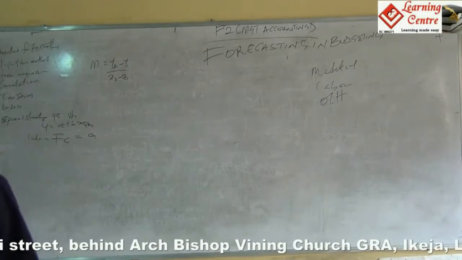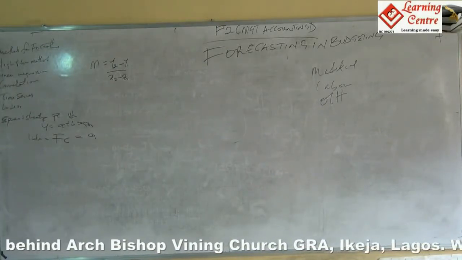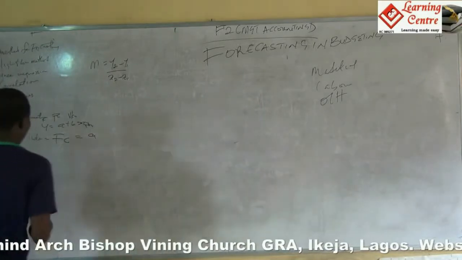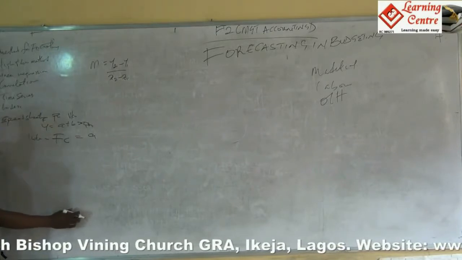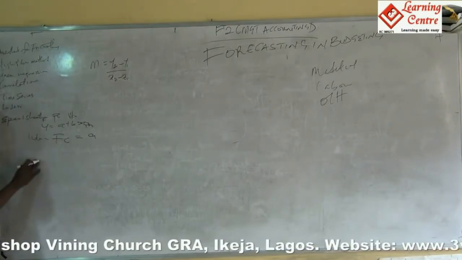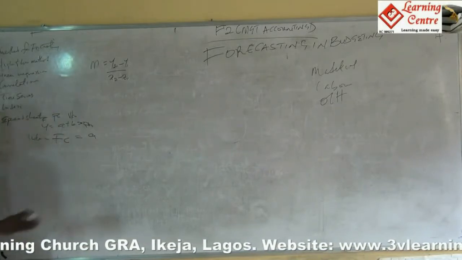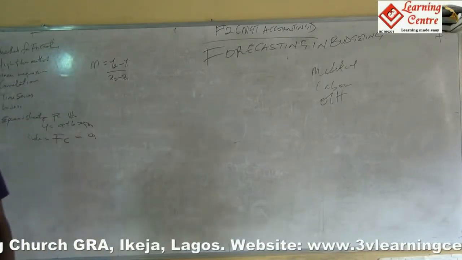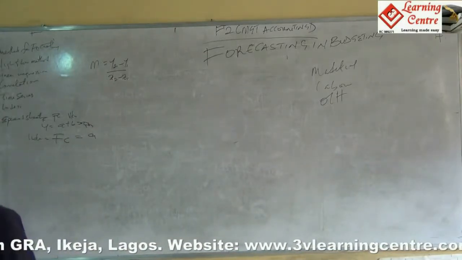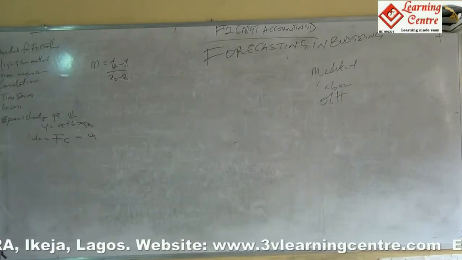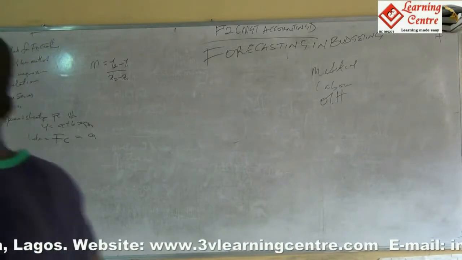Now, to look for b, which is the gradient: the gradient is the measurement of change in x to change in y. Here, we look at a point x on the x-axis and find the corresponding point y. To look for x and y under the high and low method, we use what we call the activity level. The quantity or the basis is the activity level. The cost is the cost.